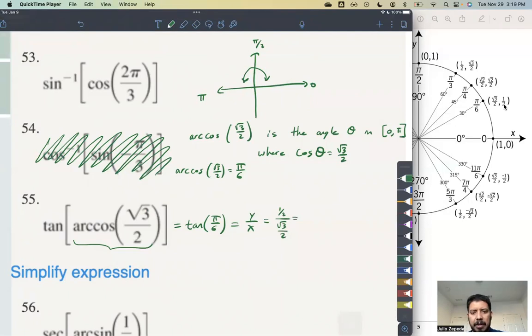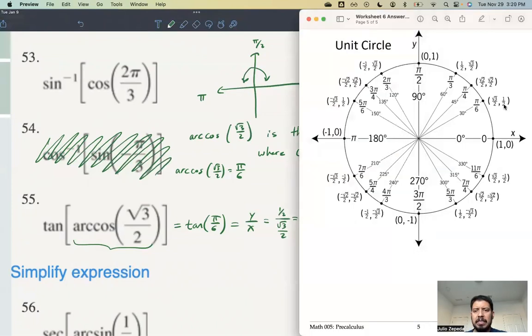The 2's in the denominators, we can flip and multiply: 1/2 times 2 over the square root of 3. So this is 1 over the square root of 3. If we rationalize, we get square root 3 over the square root of 9, which is 3. That's our answer there.